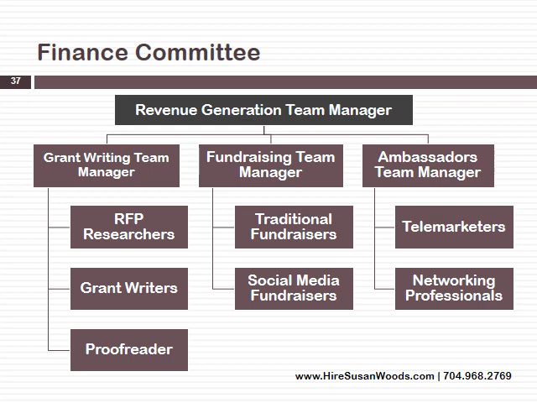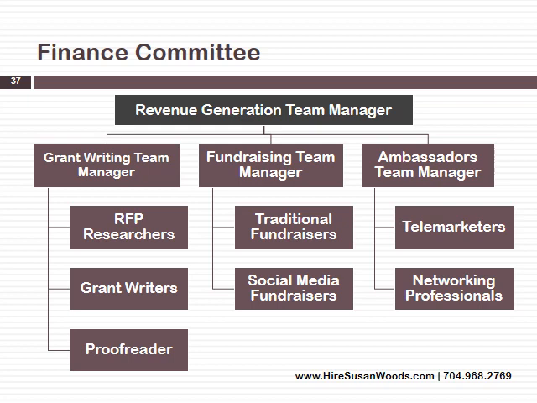And then the grant writing team manager would then go to their team members, which includes the RFP researchers, which is request for proposal researchers, the grant writers and the proofreaders, and say, we have been given a task of raising $300,000 or writing grants to earn $300,000 for the organization.